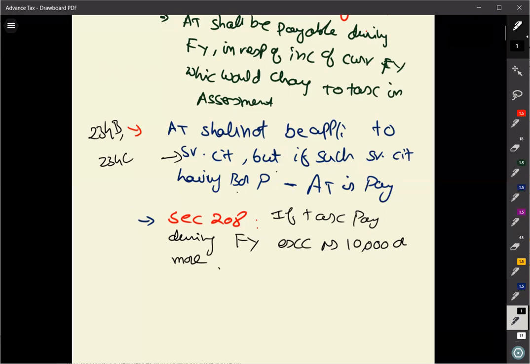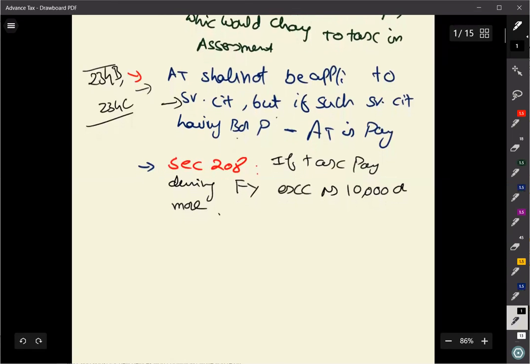Four sections are there regarding interest: 234A, 234B, 234C, 234D. B and C focus on interest for lesser payment of advance tax or non-payment of the advance tax. So these two sections we'll discuss at a later stage, not now. Now, let us come back. As I mentioned earlier, advance tax is purely based upon the estimation of income.